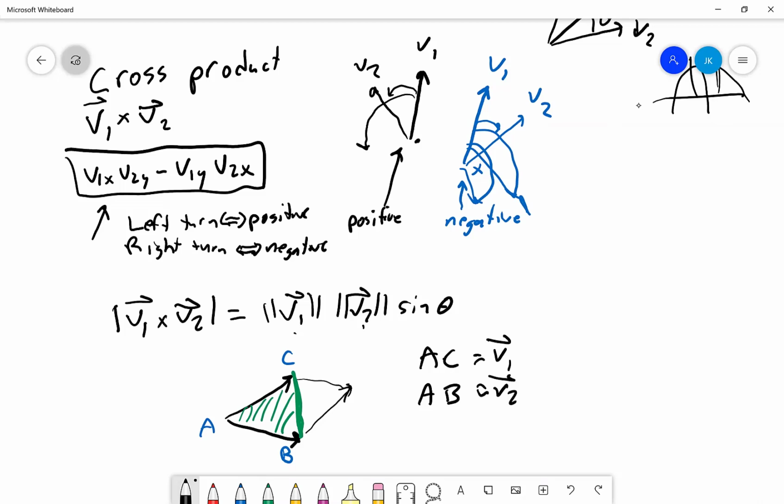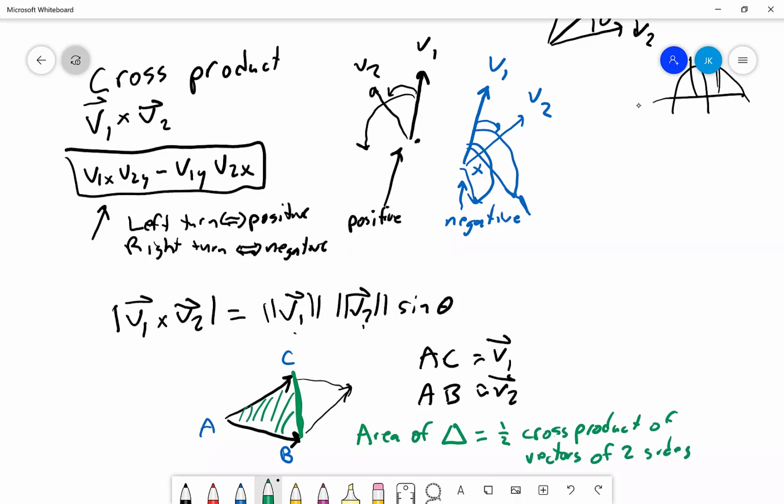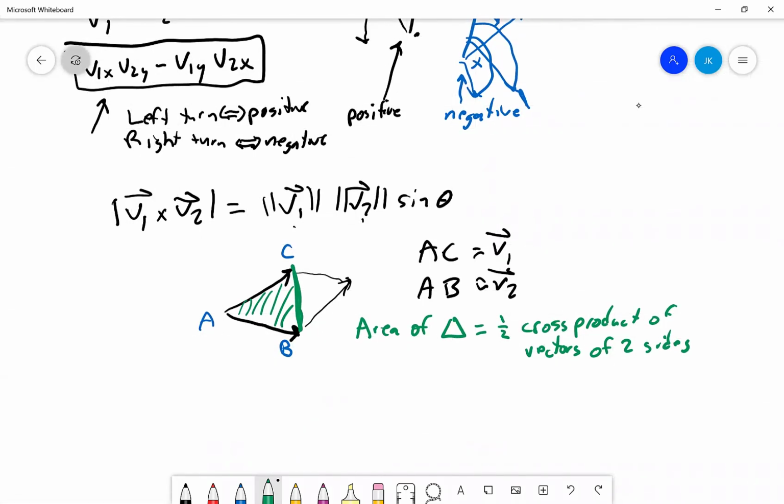If one is V1 and the other one is V2, if I take the cross product, then the area of the triangle ABC is half of the cross product. So the area of a triangle is 1/2 the cross product of the vectors of two sides. Given any two sides, I can calculate the area just by taking half of the cross product, and that's the definition.